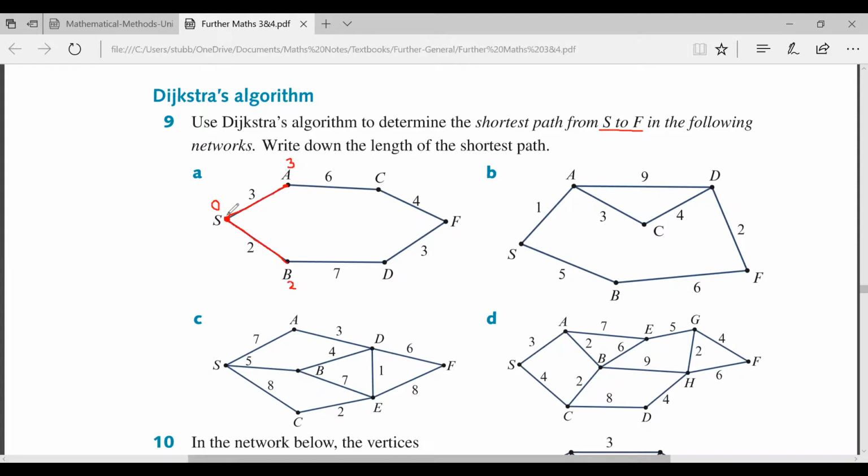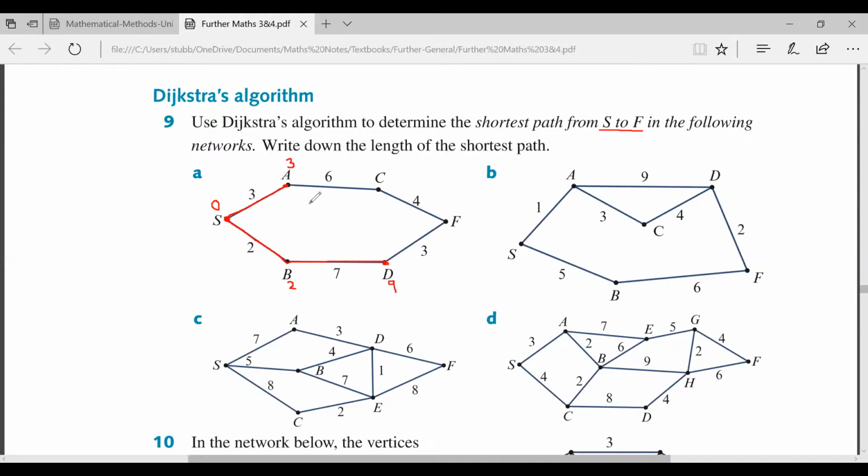And then you go to the end of all the pathways. So the two ends that we've got here are A and B. So 3 and 2, the lowest one is 2. So we're going to do 2. So we do it to all the possible pathways. Well, there's only one, which is to D. So we do the weight of this 7 plus the 2. So the weight of D is 9.